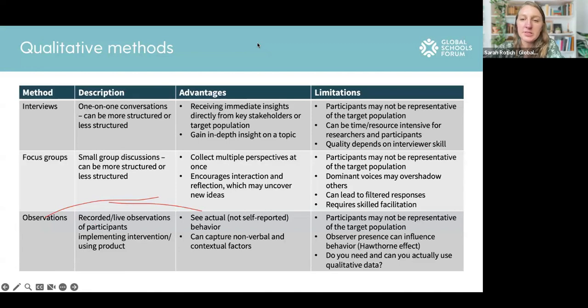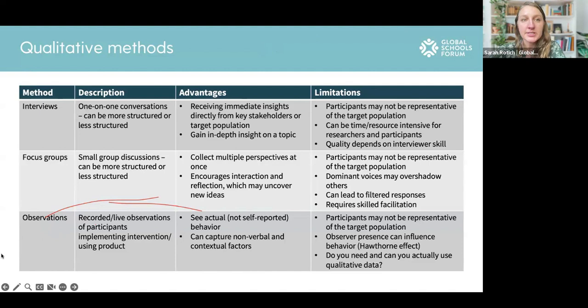As with interviews, your participants might not always be representative of your whole population. There's a risk that some dominant voices might overshadow others, or that people might not be comfortable sharing really personal things in front of a group. As with interviews, it really does require skilled facilitation to get you the insights that are most helpful.